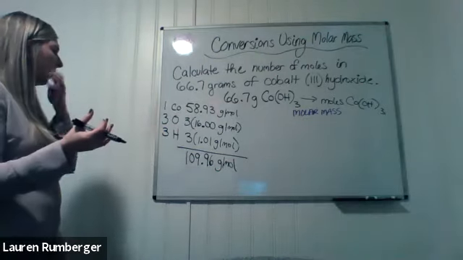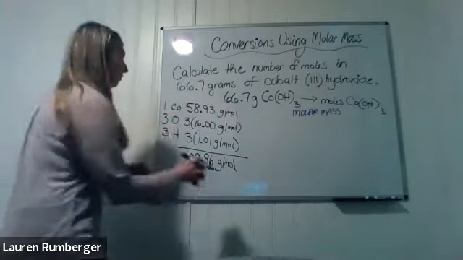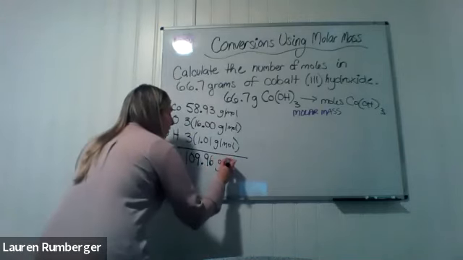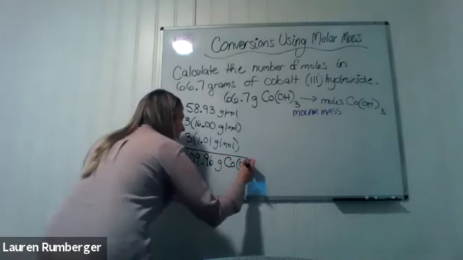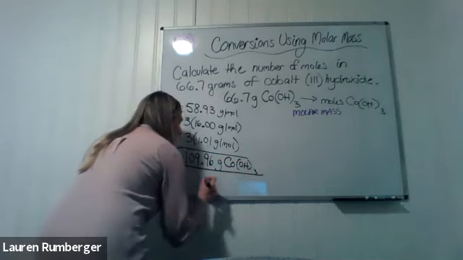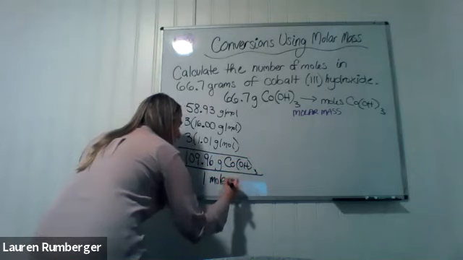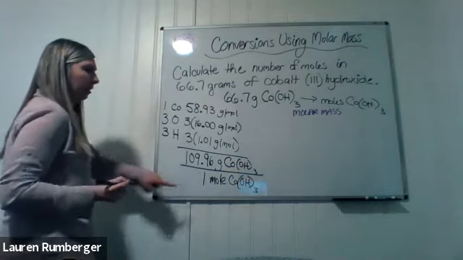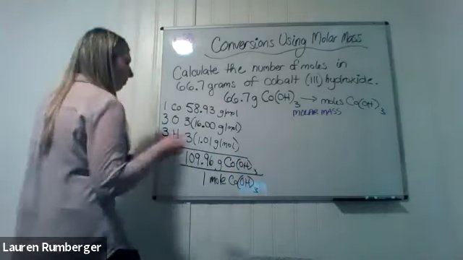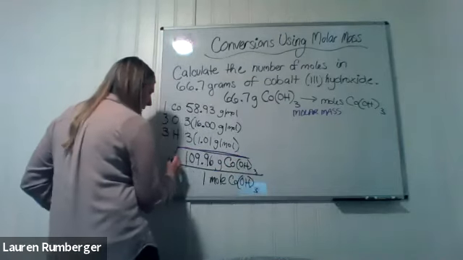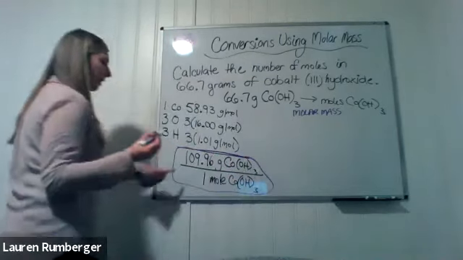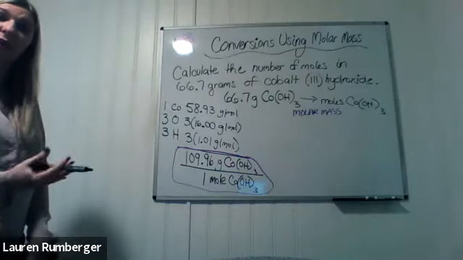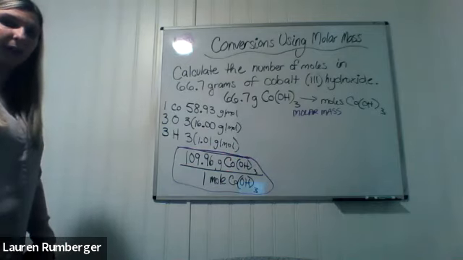Okay, so that can be written like this. We can write this as 109.96 grams of cobalt-3 hydroxide per 1 mole of cobalt-3 hydroxide. Okay, so this is the conversion factor of how we're going to apply molar mass as a conversion factor. And remember, conversion factors can be flipped in whichever way that is needed to cancel units diagonally.